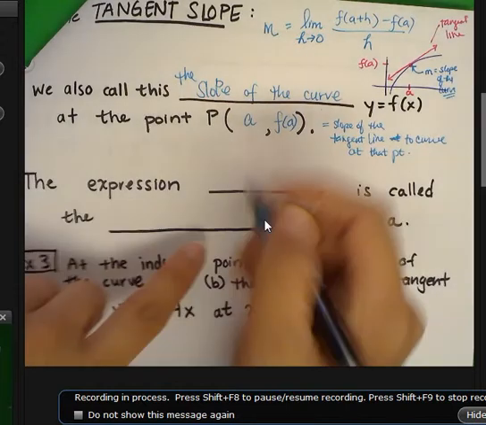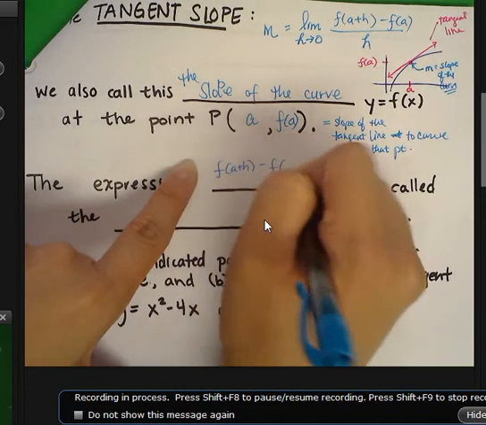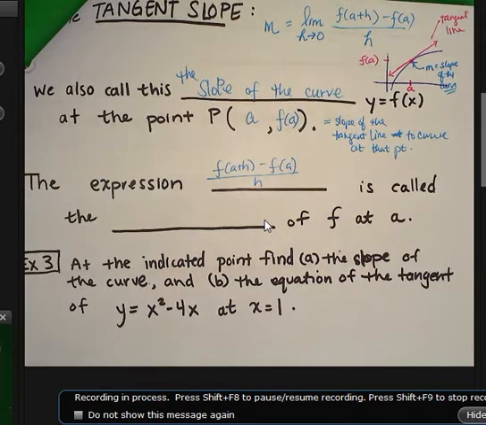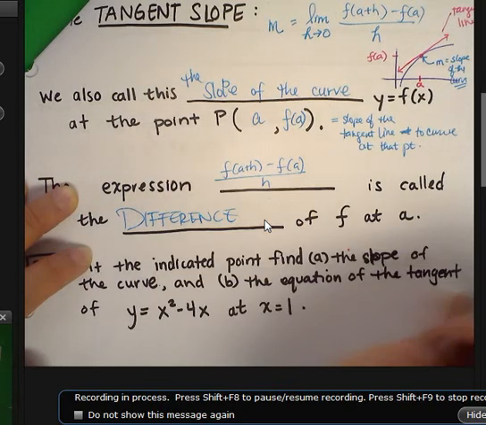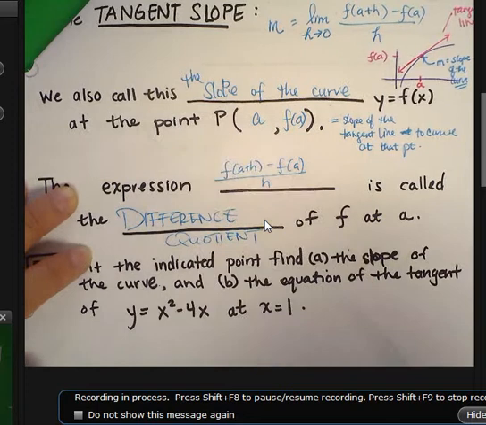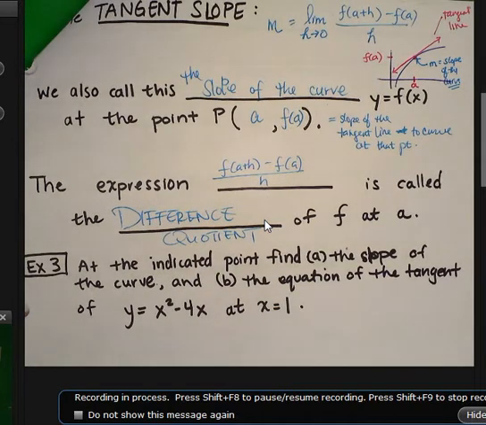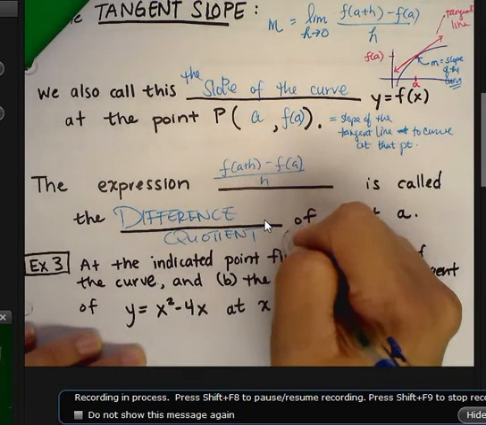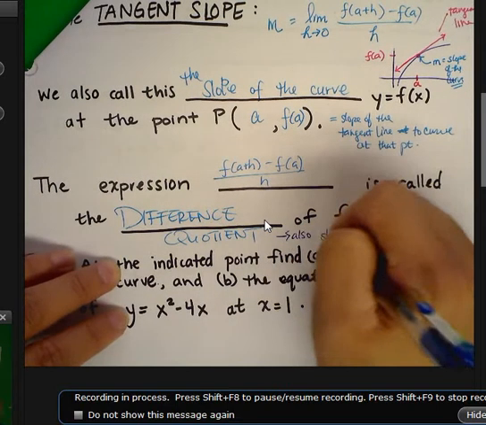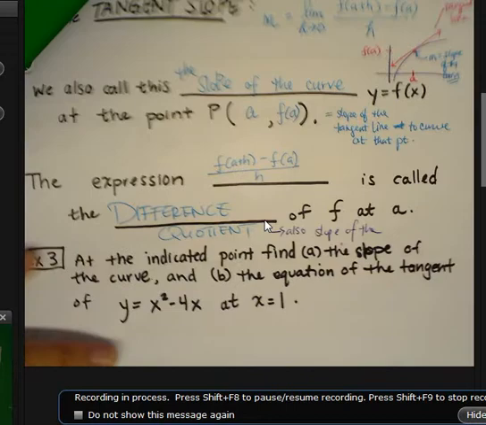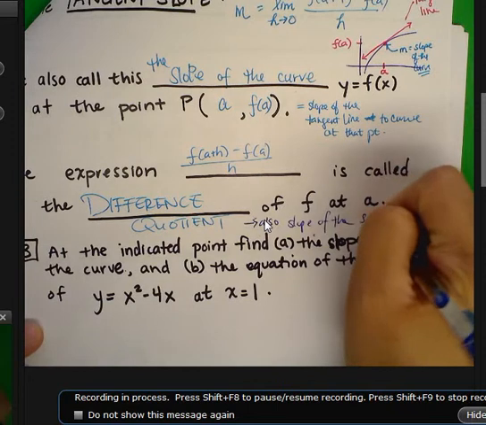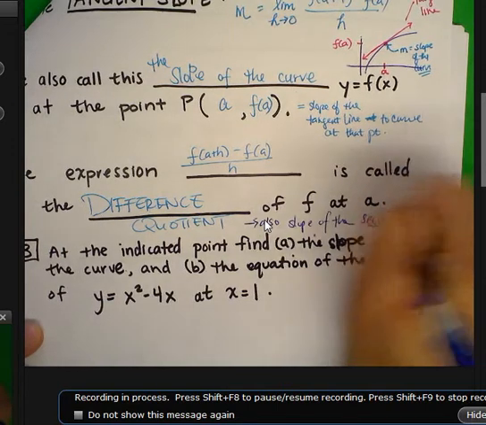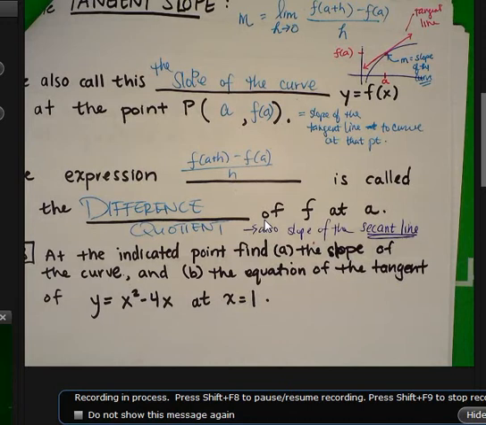The expression f of a plus h minus f of a over h is called the difference quotient of f at a. The difference quotient is the slope of the secant line. You see that? But once you take the limit of that difference quotient, then you get the slope of the tangent line. Get me?